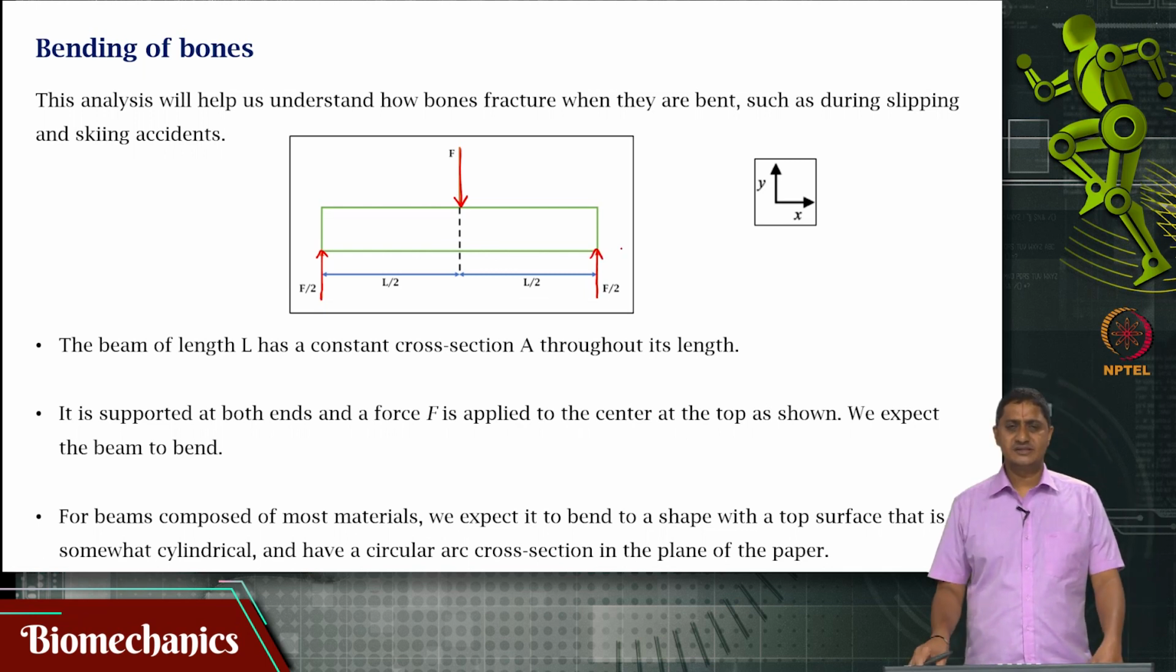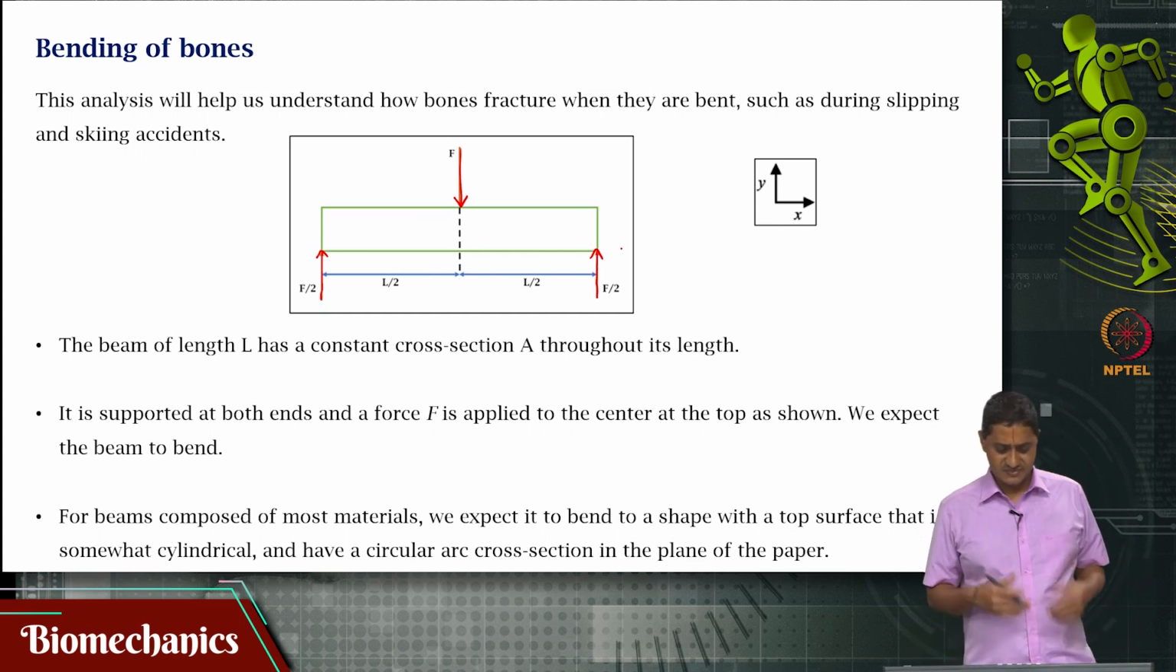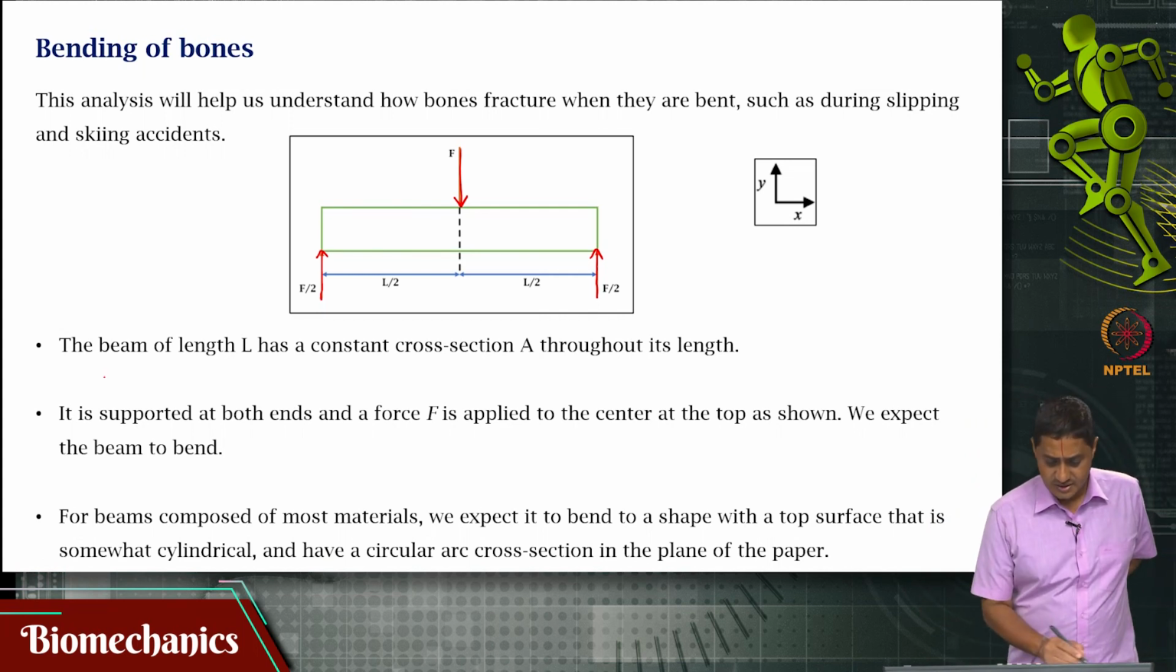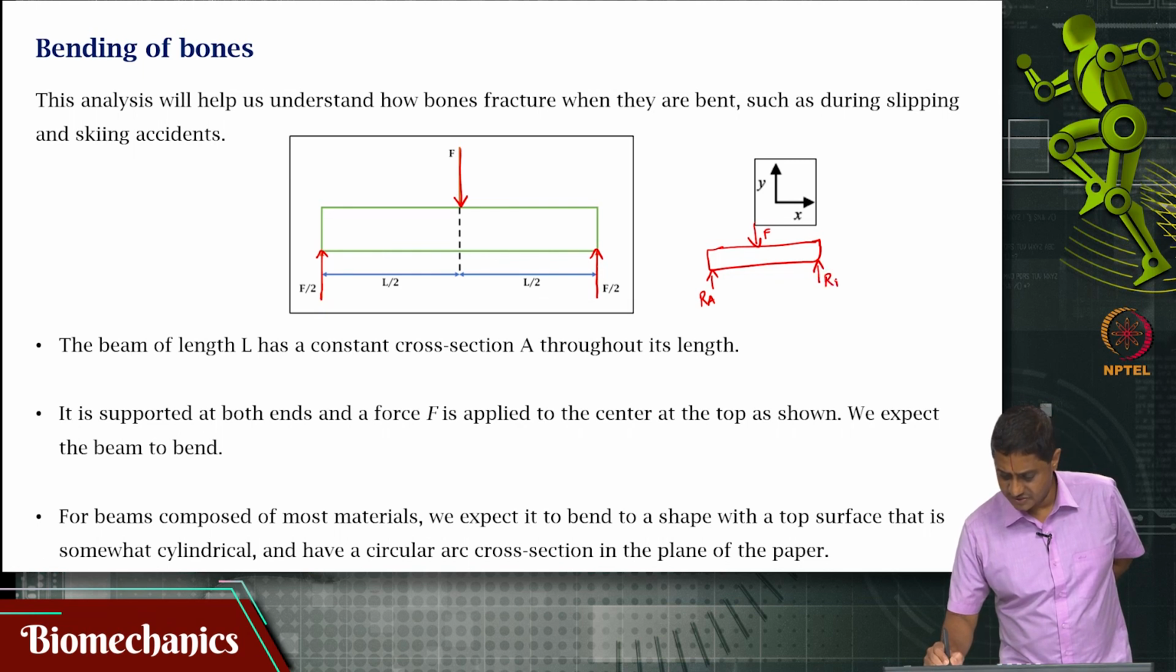How do I know this? You actually do not know this when you start out, but we can quickly solve for it. Let us assume that is the beam, and I am applying a force F here. I do not know the reaction at this end, which I am going to call RA, and I do not know the reaction here, which I am going to call RB. This distance is L by 2 and that distance is L by 2.